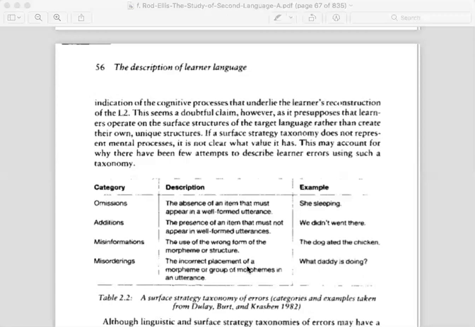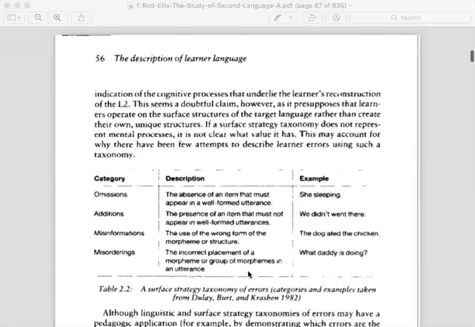And then misordering covers the errors in the syntax or the syntactic structure. "What daddy is doing," instead of "what is daddy doing?" See, all the items are present here, but they are not properly ordered. They are misordered. Okay. So "is" would come here. What is daddy doing? What daddy is doing.